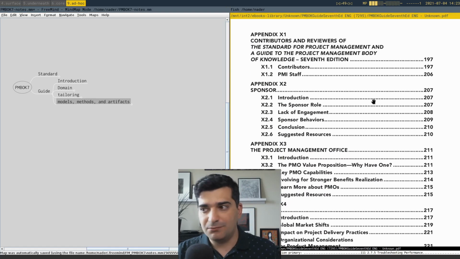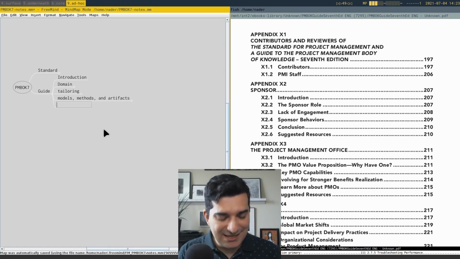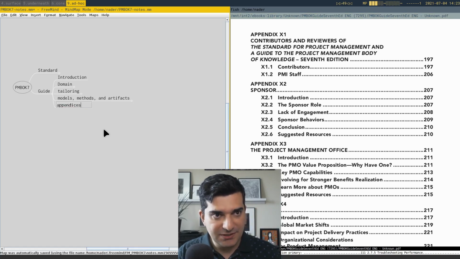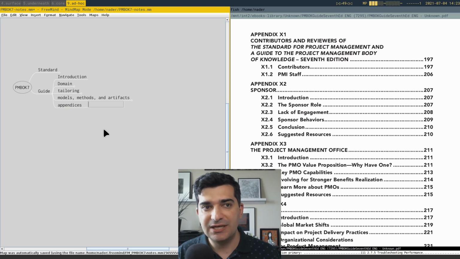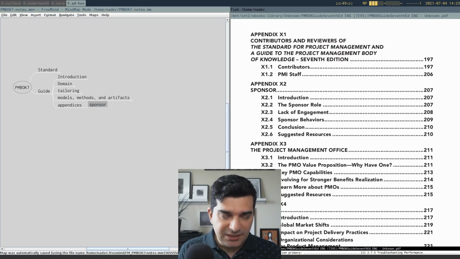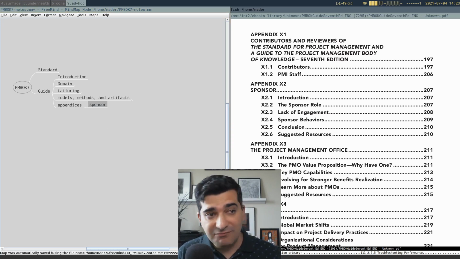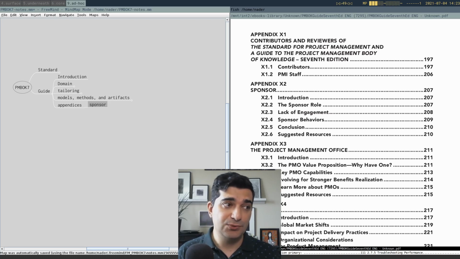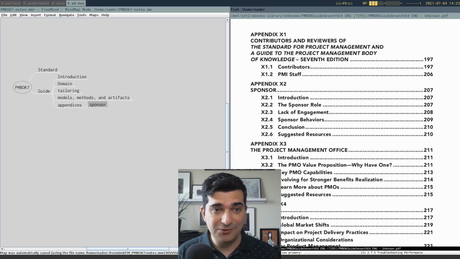And finally, we are almost done. The last part is the appendices here, and the first one is a list of contributors, which is not super important. Then we have an appendix about the sponsor, the concept of sponsorship, which is important for us because normally project managers do not have organizational power, and in order to have the resources that you need in your project, you need someone really powerful to help you with that.